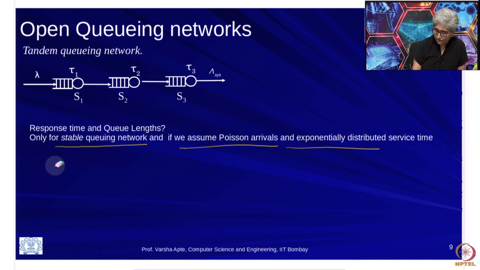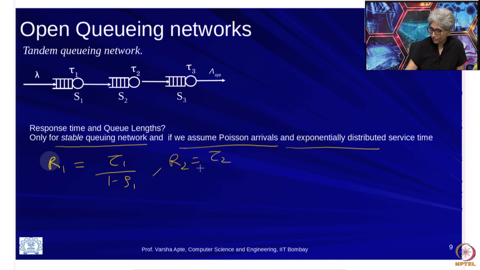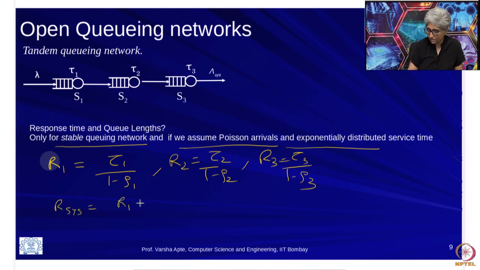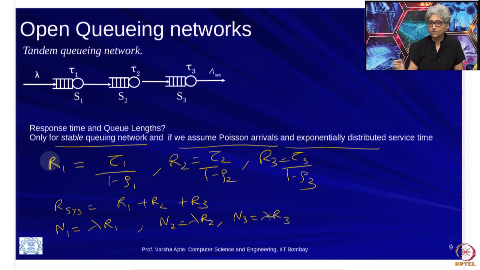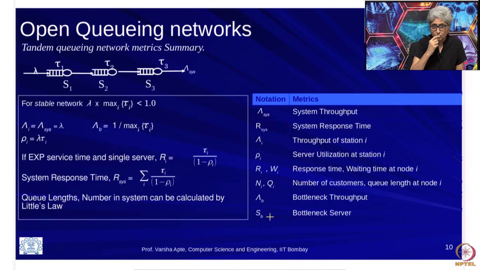And if that is so, remember that formula was given by R1 equal to tau 1 divided by 1 minus rho 1. Similarly R2 will be tau 2 divided by 1 minus rho 2, and R3 will be tau 3 divided by 1 minus rho 3, and R will be just the sum of all this. Once we have these, of course N1 will be equal to lambda R1, N2 will be equal to lambda R2, and N3 will be equal to lambda R3, and we can do the same thing with waiting times and queue lengths. So let's summarize this.